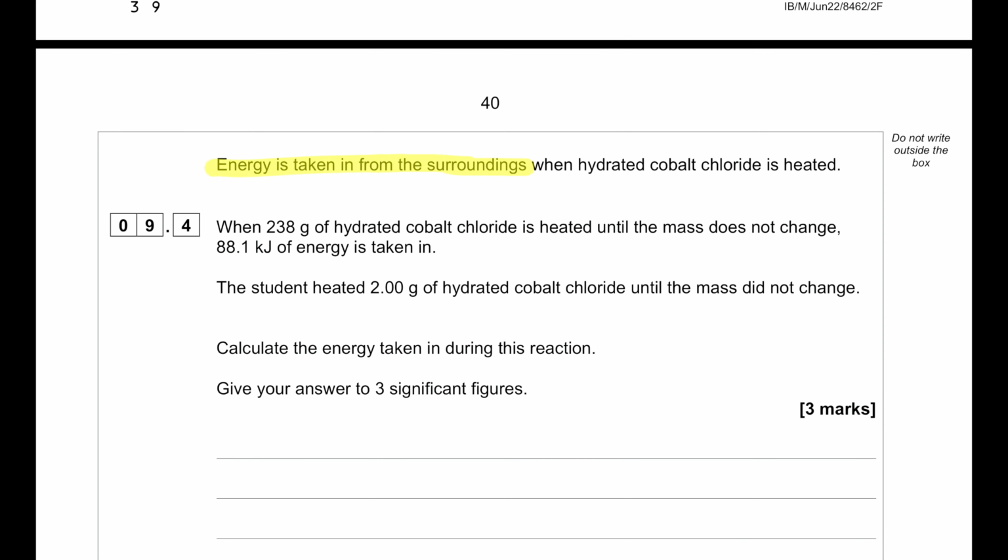Energy is taken in from surroundings when hydrated cobalt chloride is heated. When 238 grams of hydrated cobalt chloride is heated until the mass does not change, 88.1 kilojoules of energy is taken in. The student heated 2 grams of hydrated cobalt chloride until the mass did not change. Calculate the energy taken in during this reaction. Give your answer to 3 significant figures.